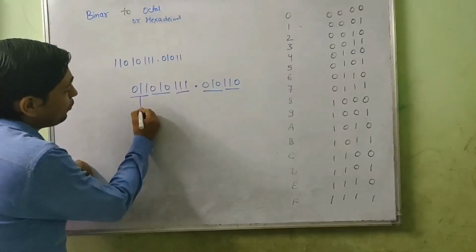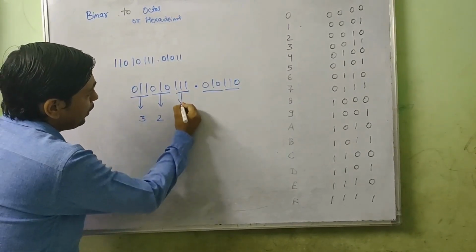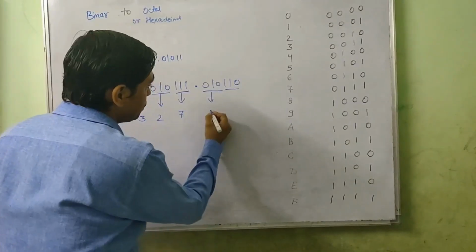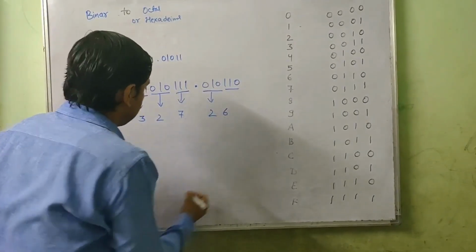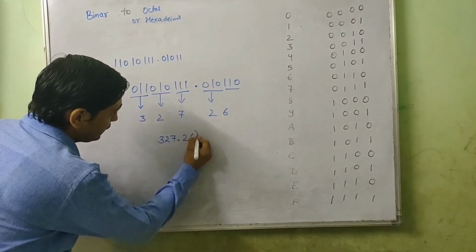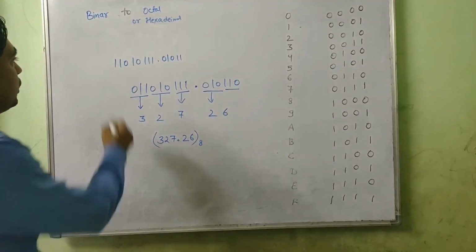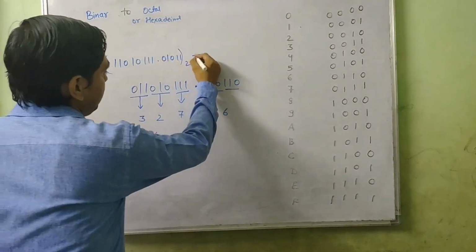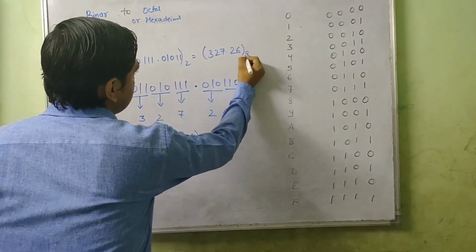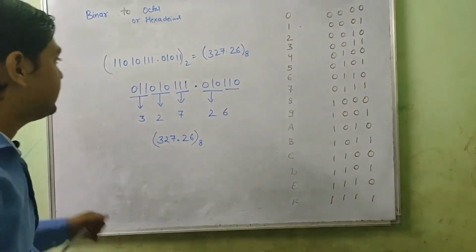For example, 011 is actually 3, 010 is 2, 111 is 7, 010 is 2 and 110 is 6. So the corresponding octal number is this one. You can note down the corresponding octal here: 327.26. Okay, now let's convert the same binary number into hexadecimal.